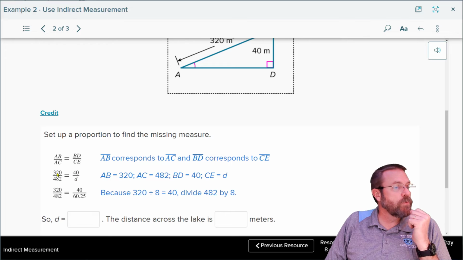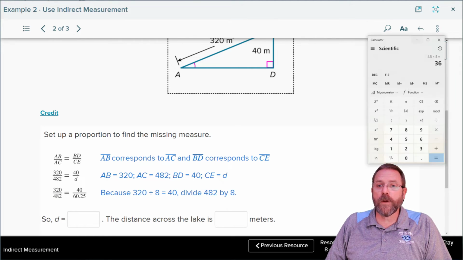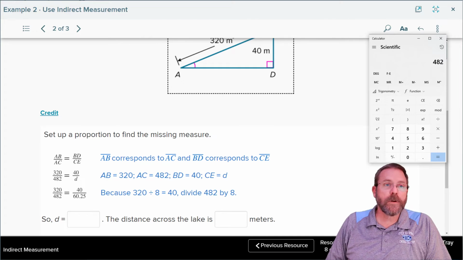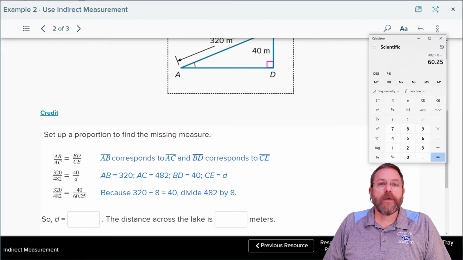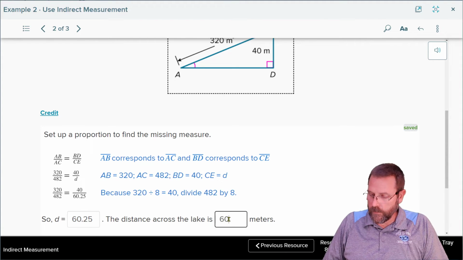Now they said, well, 320 divided by 40 is 8, also known as saying 320 divided by 8 is equal to 40. So now we have to take the 482 and divide it by 8. I'm so happy that we're almost done. I'm going to do it with a calculator. Divide by the 8 right here, and that's going to give us a length of 60.25. So the length across that lake is going to be 60.25 meters.